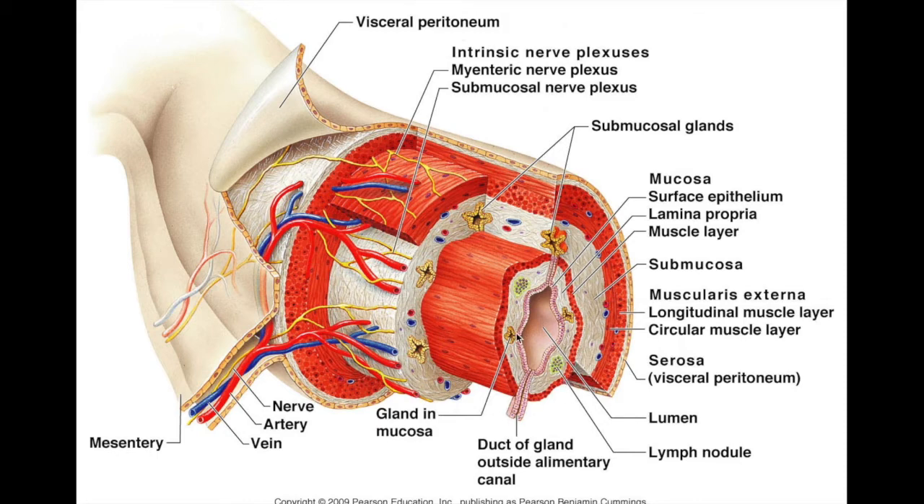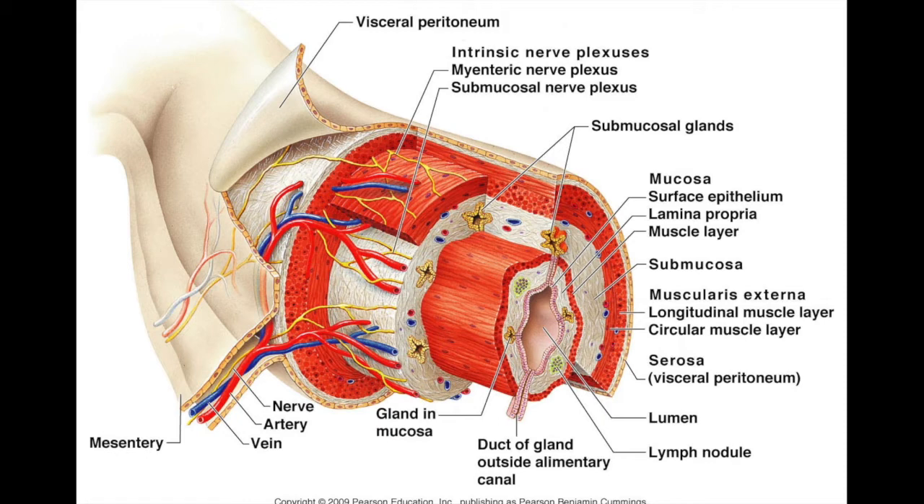You can see that we've got some glands in the mucosa that excrete their products directly into the lumen. We have explained in the previous video what the lumen is. It's the hollow space here, called the lumen.